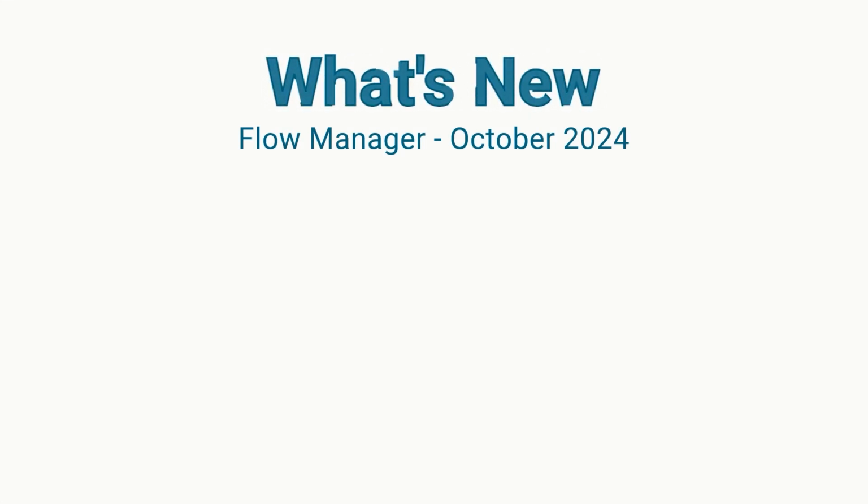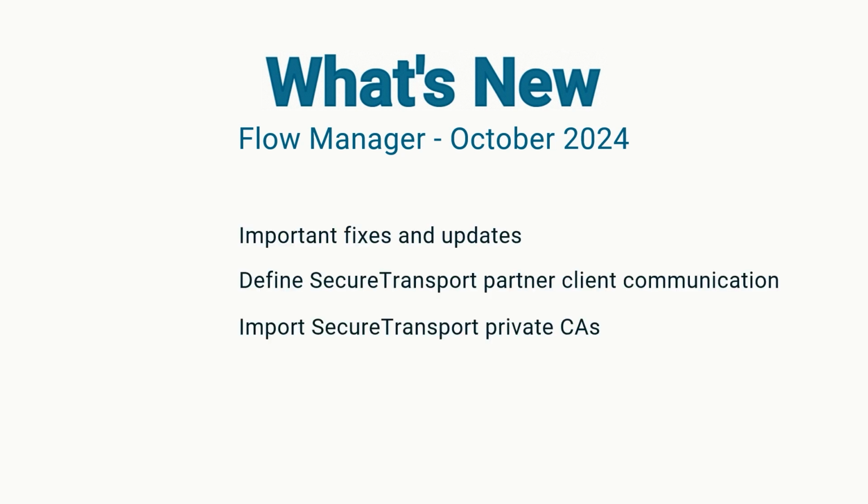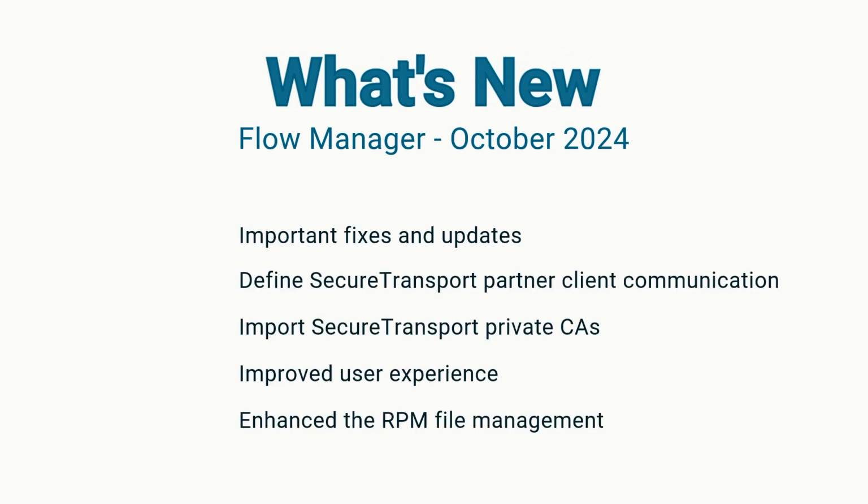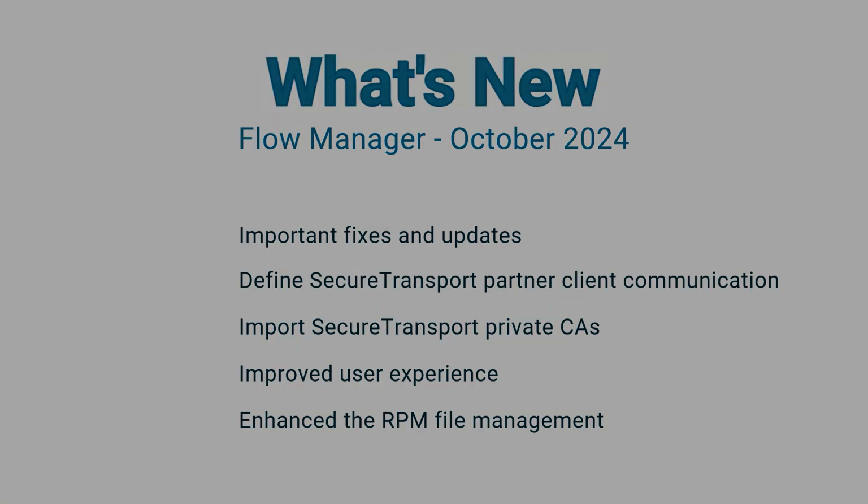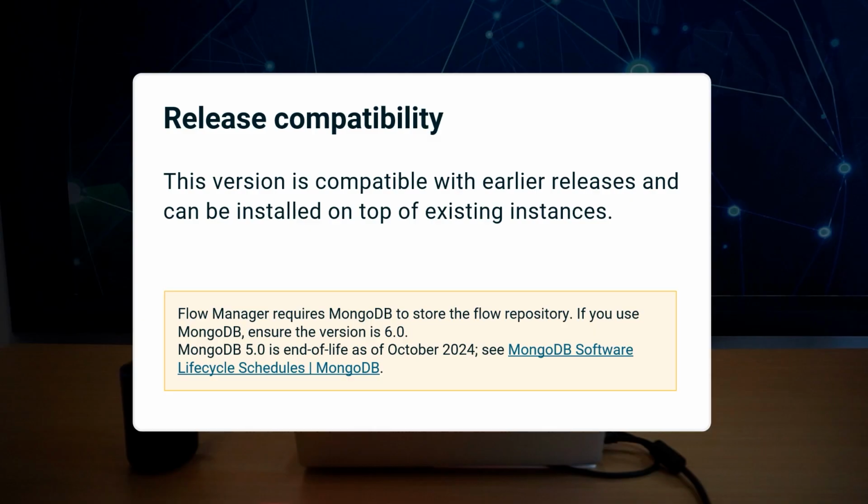Let's dive into what's new in this release. This version is compatible with earlier releases and can be installed on top of existing instances. Note that Flow Manager requires a database to store the Flow repository. If you are using MongoDB, check that the version is 6.0, especially before performing an update.